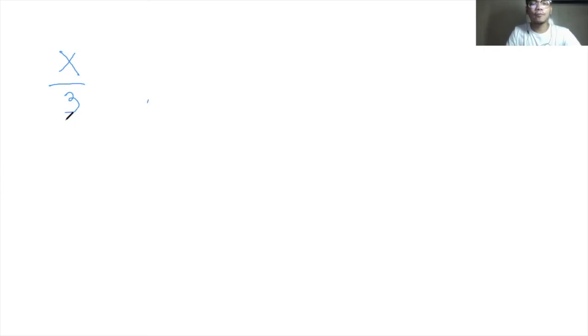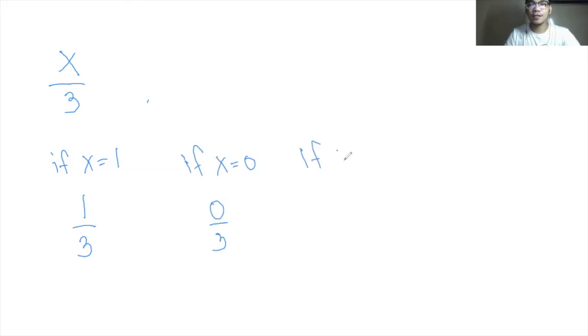For x, yes, it can be 0. So whatever we put for the variable x, the denominator 3 will not change. For example, if we let x equal to 1, the expression will just become 1/3. If x is 0, it becomes 0 over 3. If x is negative 2, it will be just negative 2 over 3. If you notice, the denominator doesn't change.